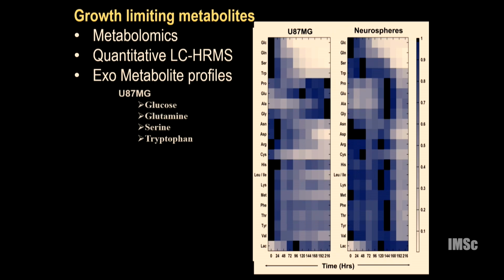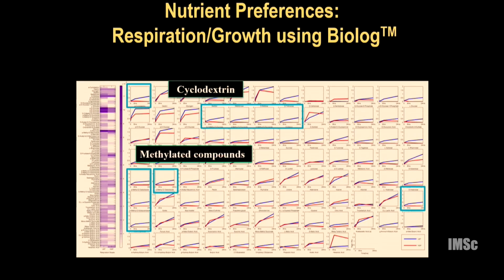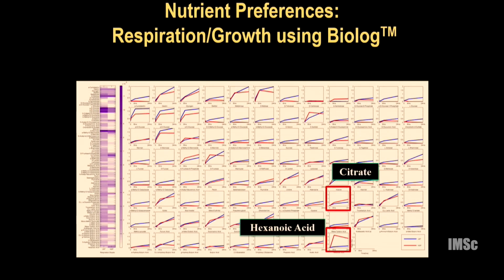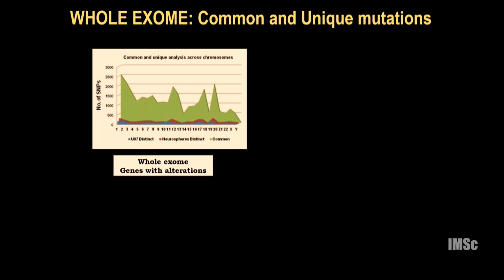So what did we do for glioblastoma? We did the same thing. We looked at what were the growth limiting metabolites for the 2 cell lines. We found a differential profile for them. We looked at the respiration on different compounds. As you can see, there are different profiles for the blue and red lines, and that means that these compounds are used differentially. We typed the genome.